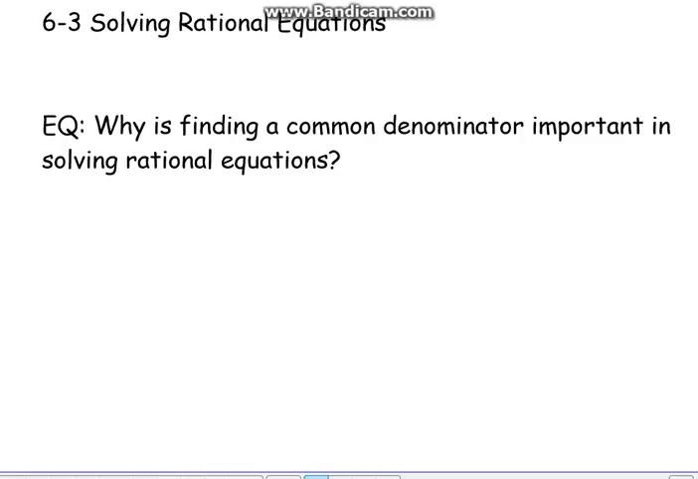All right, we're taking a look at 6-3, which is solving rational equations. Pause the video for a second and take a look at our EQ. Why is finding a common denominator important in solving rational equations? Okay, so we're not even going to address the EQ right now.